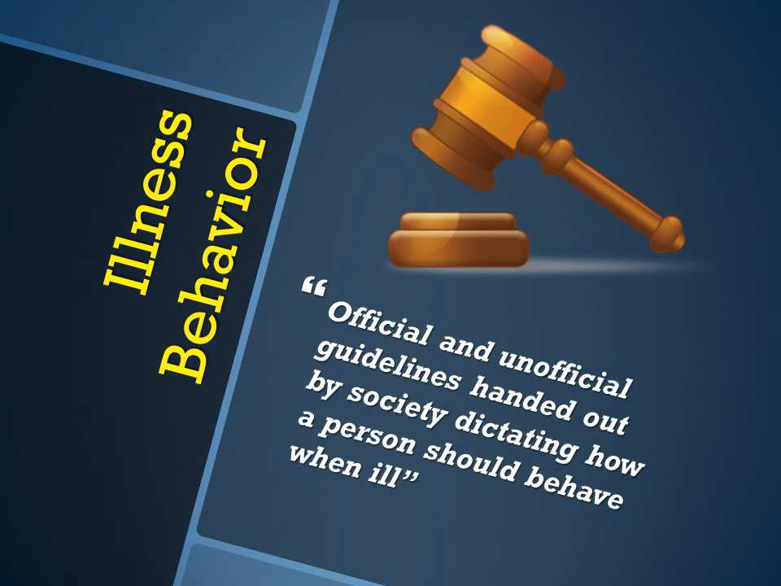Society institutes official and unofficial guidelines that can change the behavior of its members. In sociological terms, we call these guidelines taken on by an individual and handed out by society illness behavior and sick roles. The behavior of an individual with a chronic condition is shaped by these societal influences.